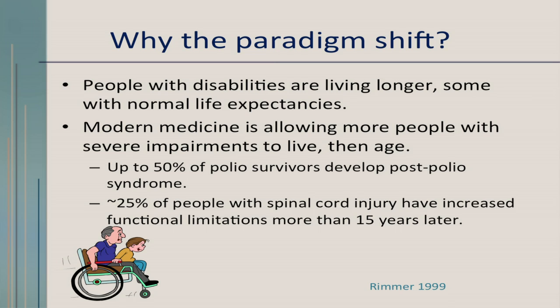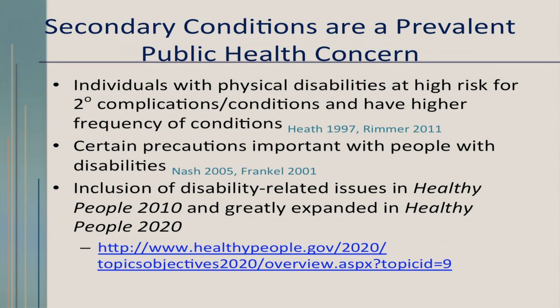First and foremost, people with disabilities are living longer and some have normal life expectancies. Modern medicine has allowed more people with severe impairments to live and then age. Up to 50% of polio survivors develop post-polio syndrome. About 25% of people reported with spinal cord injury have increased functional limitations more than 15 years later. Secondary conditions are a prevalent public health concern. Individuals with physical disabilities are at high risk for secondary complications and conditions and have a higher frequency of conditions.